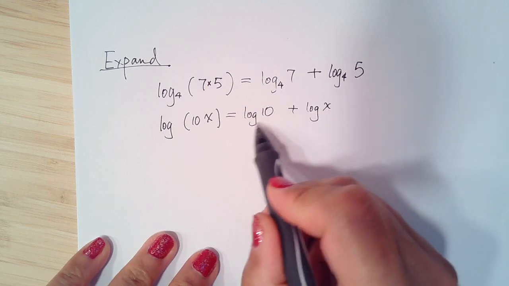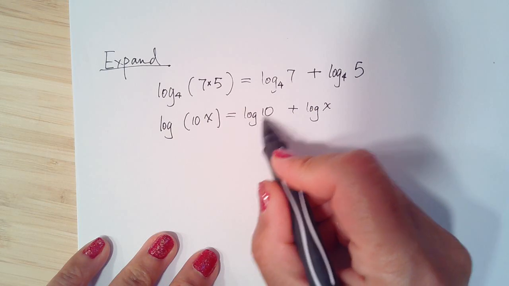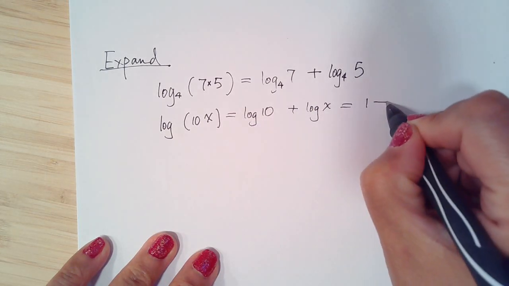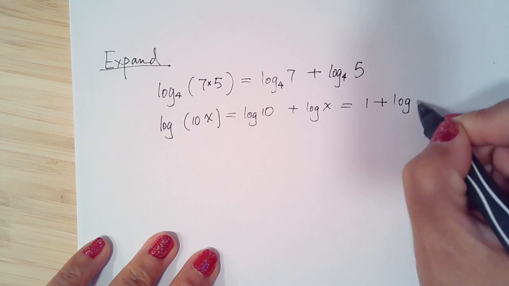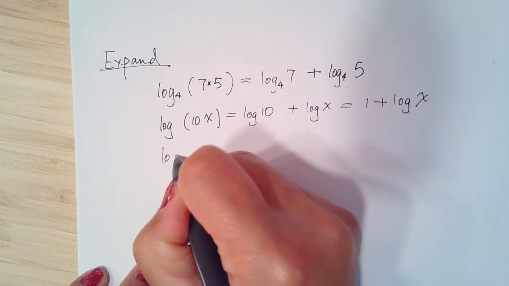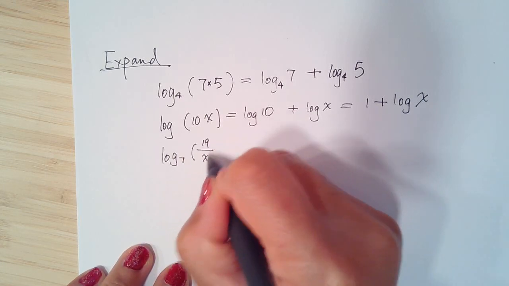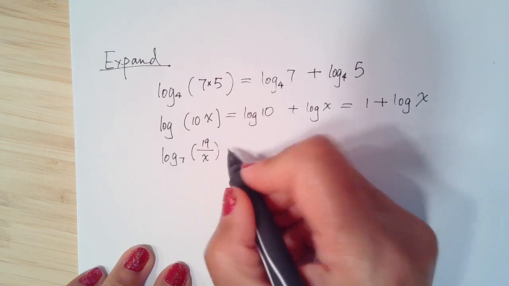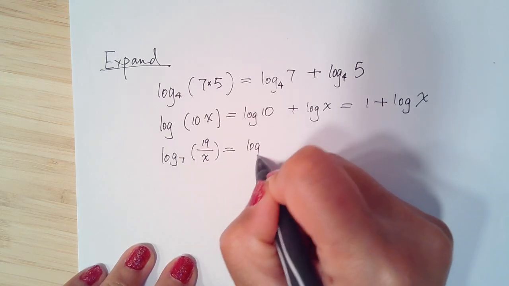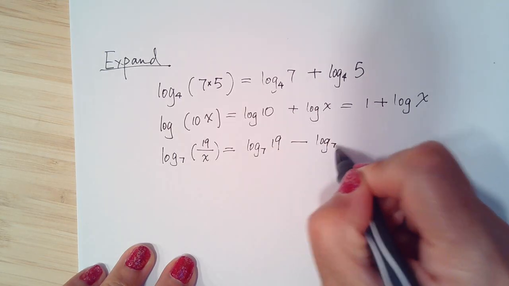All right, what is log 10? Log base 10 of 10. The base is 10 here. So if here's a base and here's the same number, log base b of b is 1. So when you simplify, you get 1 plus log x. Okay, next one, log base 7 of 19 over x. Log of a quotient, so that would be log base 7 of 19 minus log base 7 of x.